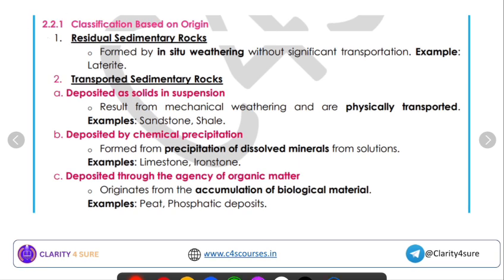So now let's start with the classification part. Classification based on the origin for the sedimentary rocks. First one is residual sedimentary rock, and second is transported sedimentary rock. Residual sedimentary rock is formed by in situ weathering without much significant transportation. That is, it will be there in a residual form in situ with the parent rock. There is not much transportation here, and the example is laterite.